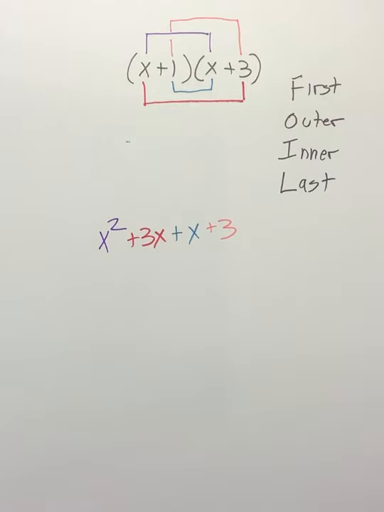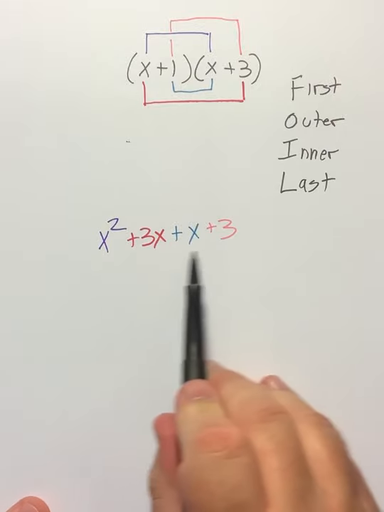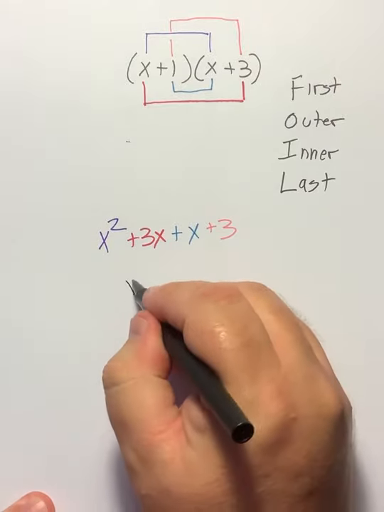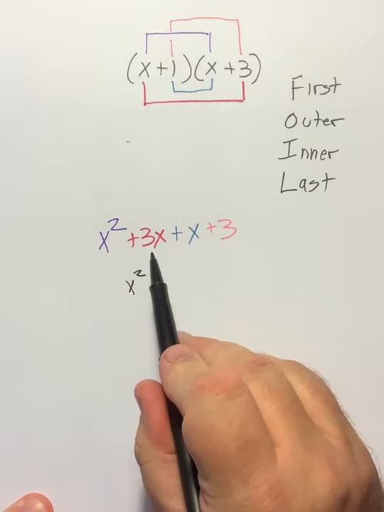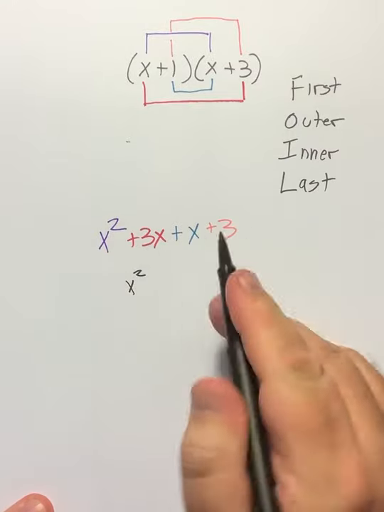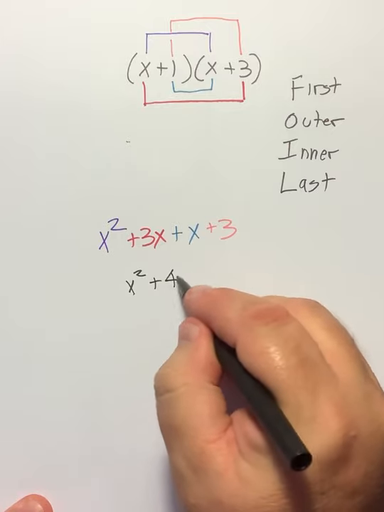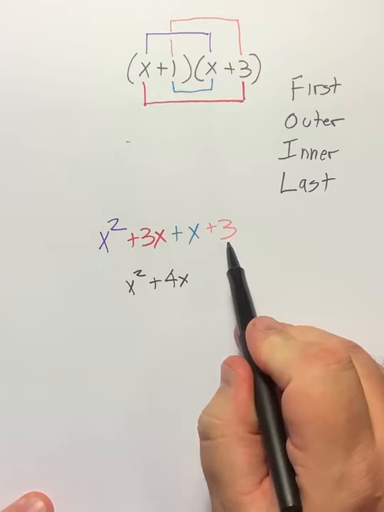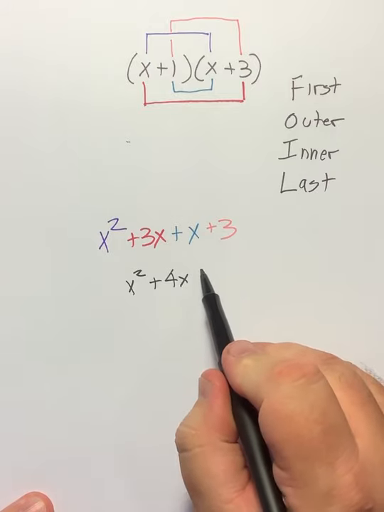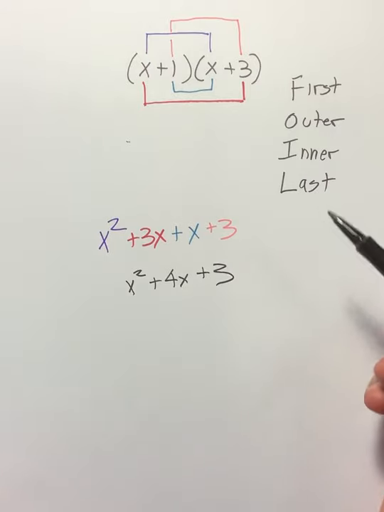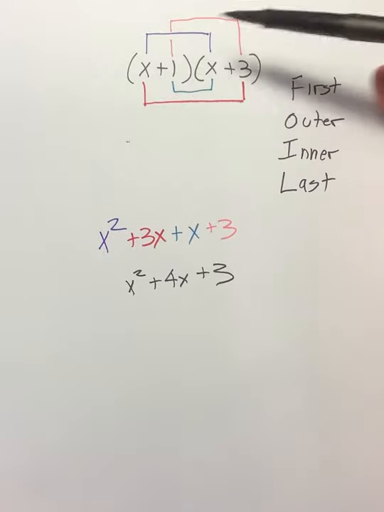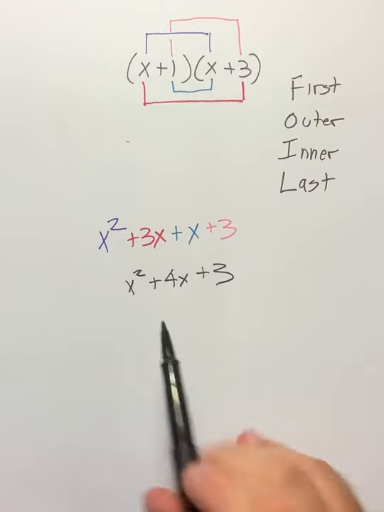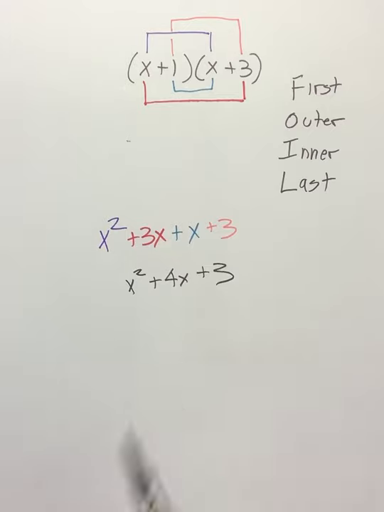And if you can, sometimes you can, sometimes you can't, you need to combine like terms. So I have an x squared term, there's no other x squared term, so that's my final answer for that. I have 2x terms. What is 3x plus x? Well, that's 4x. And then do I have any other x to the 0 powers or just numbers? No, and so then there's my answer. So x plus 1 times x plus 3 equals x squared plus 4x plus 3.